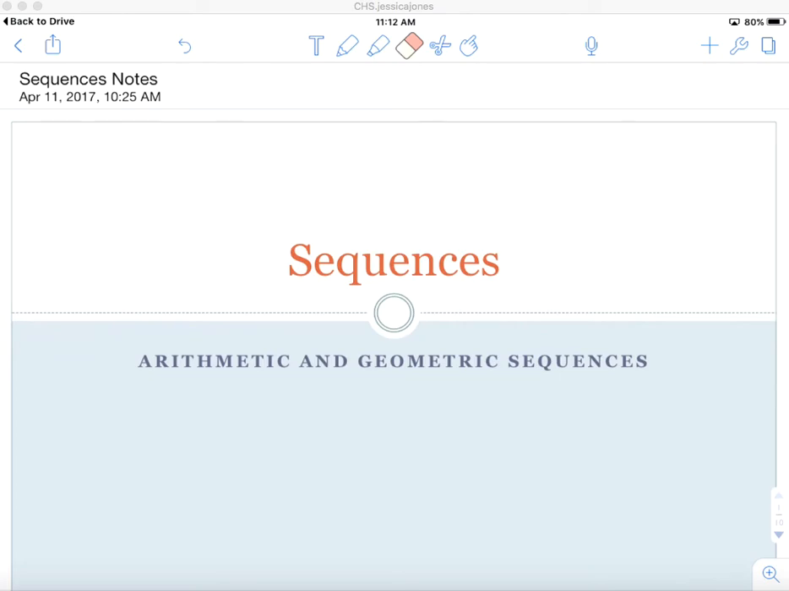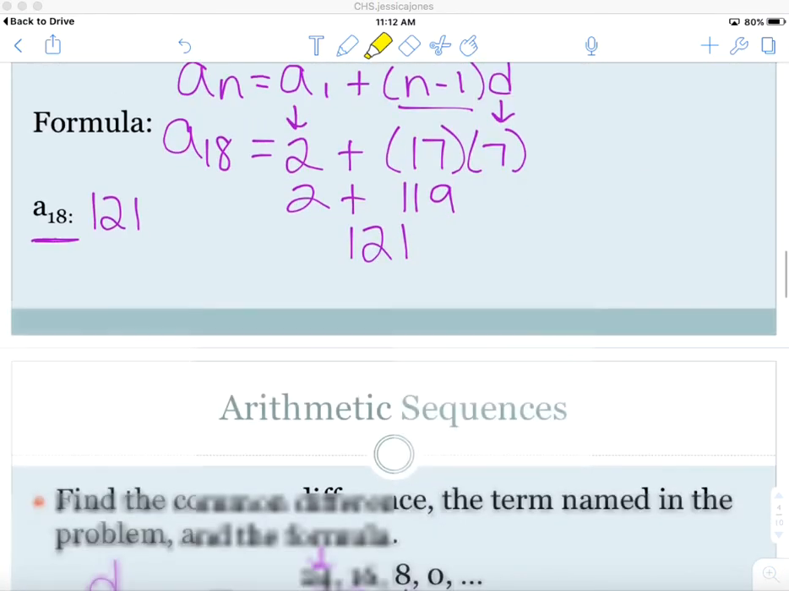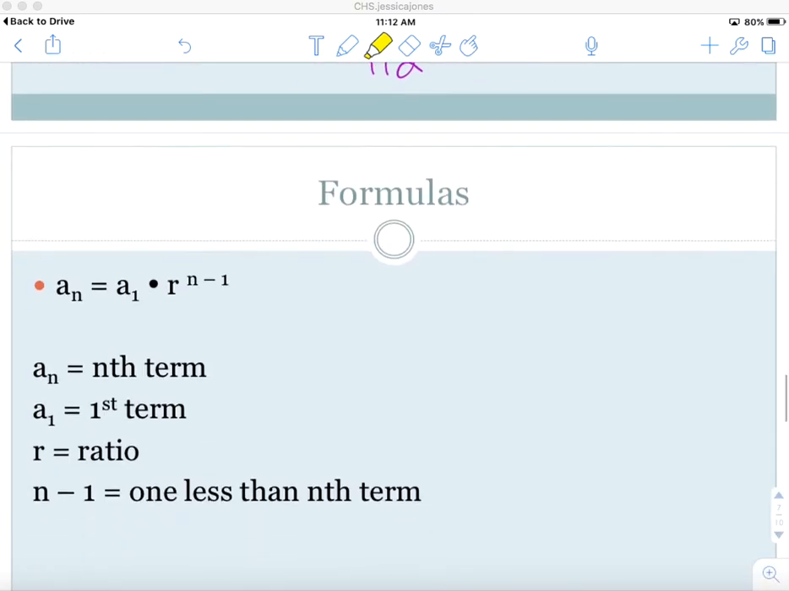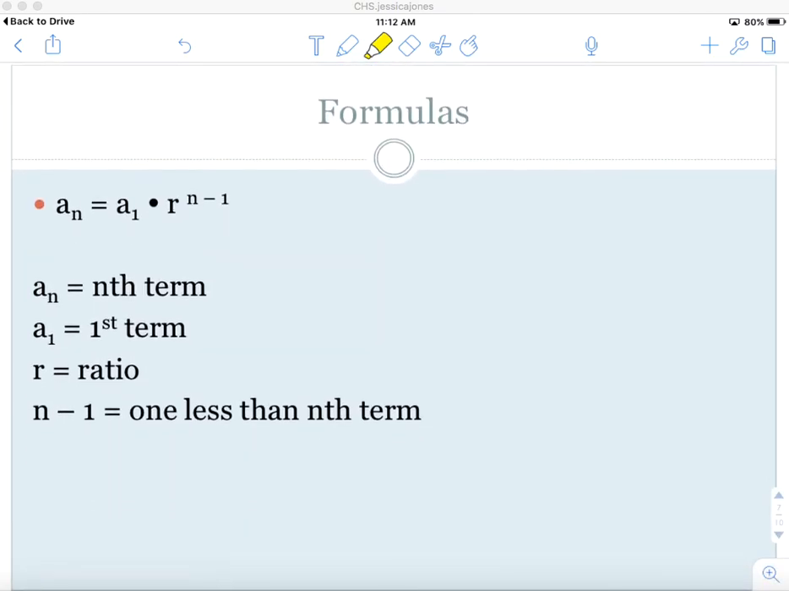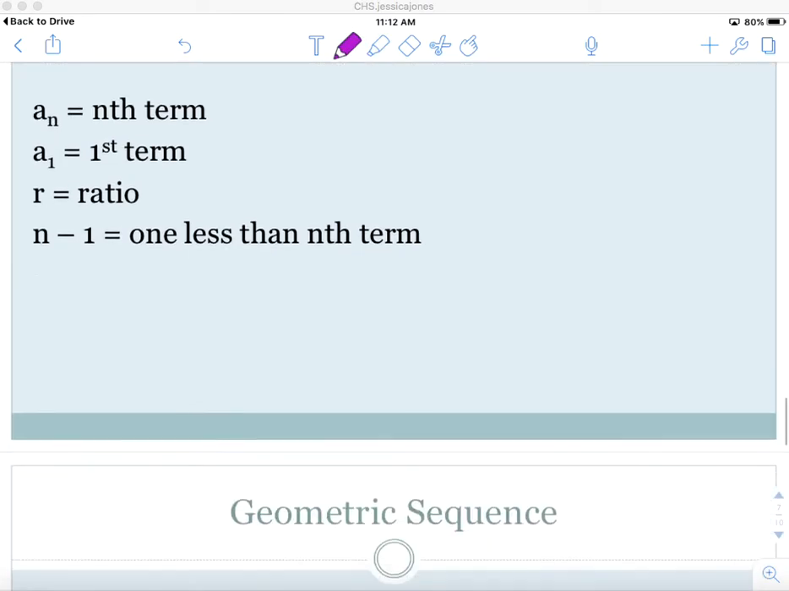The second type of sequences we're going to talk about in Algebra 1 are geometric sequences. This video will go through the meaning of geometric sequences and how to solve for the nth term using a geometric sequence. So we're going to start by writing down the formula. It's very similar to your arithmetic sequence formula, except now you have multiplication and you have an exponent involved. So we're going to walk through how to actually use this formula.